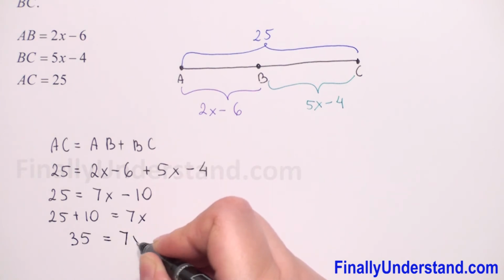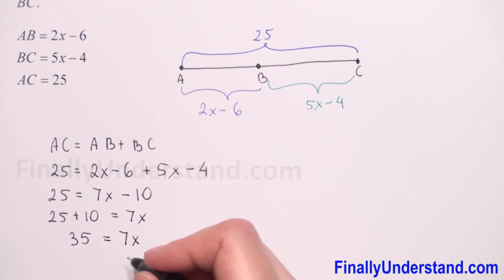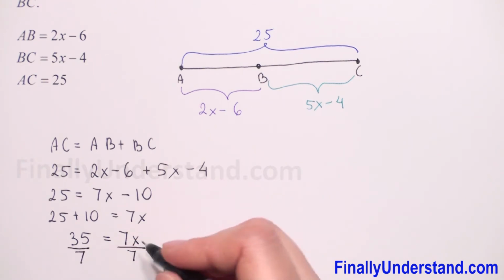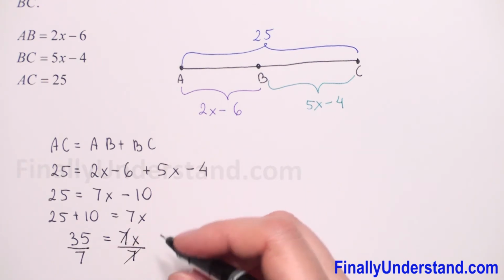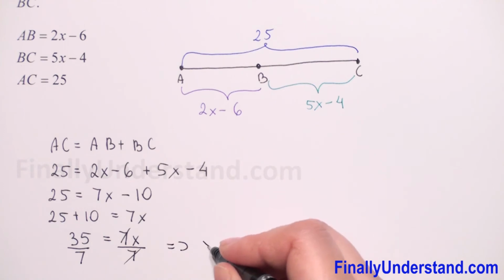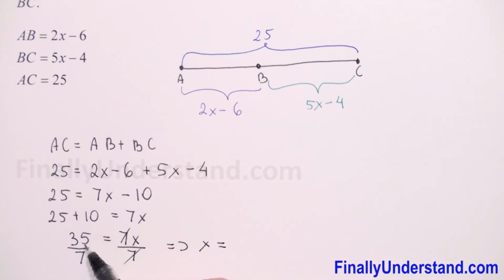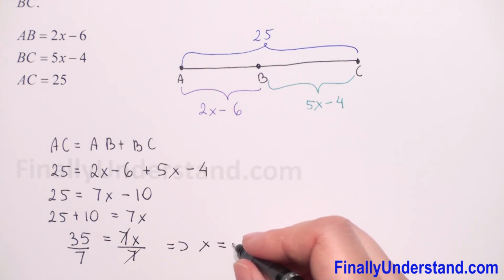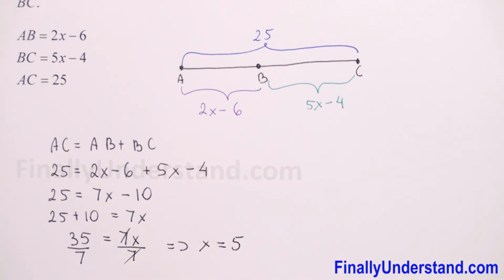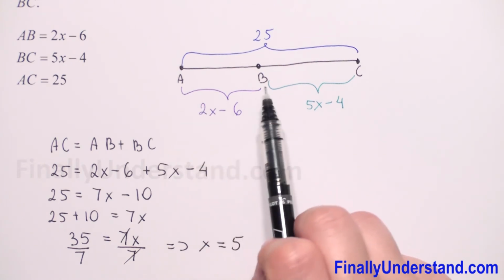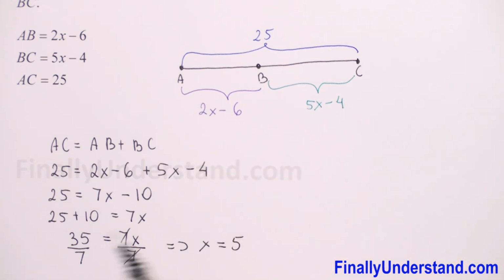This is equal 7x because we have multiplication on the right side, so we will divide both sides by 7. 7 and 7 we can reduce, and we have that x is equal 35 divided by 7 is 5. When we have x, now we can calculate length of AB and BC.